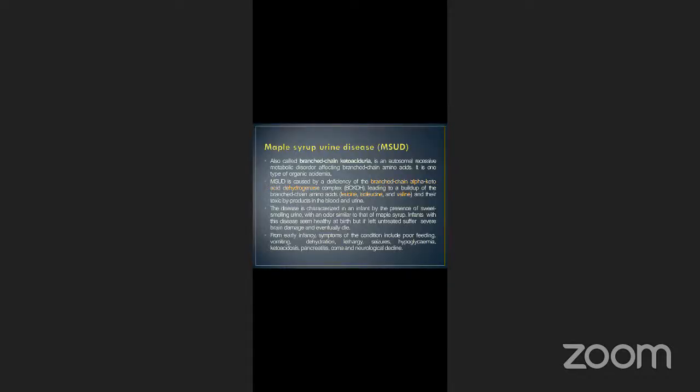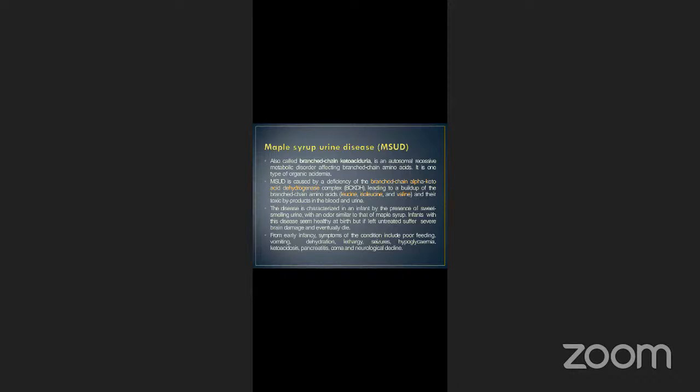Then maple syrup urine disease. These amino acid disorders, that is protein disorders, are very important. They are also called branched chain ketoaciduria. It is an autosomal recessive metabolic disorder of branched chain amino acids. It is caused due to the deficiency of branched chain alpha keto acid dehydrogenase complex, leading to accumulation of leucine, isoleucine, valine, etc., which are toxic. And the toxic byproducts accumulate in the blood and urine.